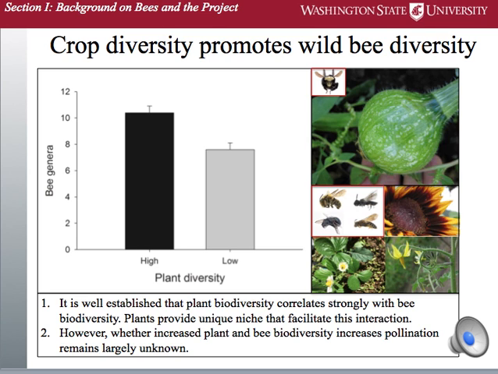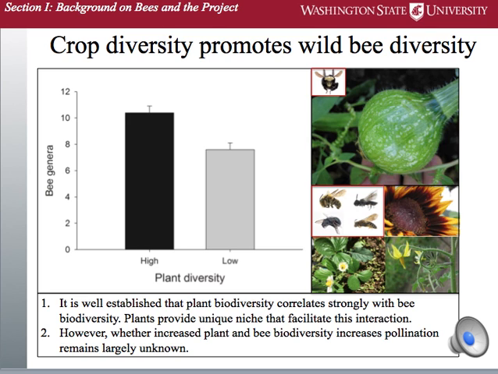And the reason that this happens is because plants provide unique niches that facilitate these interactions. So each plant species that has a flower is a unique niche for a pollinator, and sometimes only one species of bee will feed on one species of plant, and as you increase those plant species, you get increasing bee biodiversity because it provides resources for those unique interactions. However, it has remained unresolved as to whether or not increased plant diversity and bee biodiversity also increases pollination. And so that's the premise of this study, is that we want to figure out whether having increased plant biodiversity also continues to increase bee biodiversity, and whether or not that increasing bee biodiversity also increases pollination in these farming systems. And that's the polycultures and pollinators.